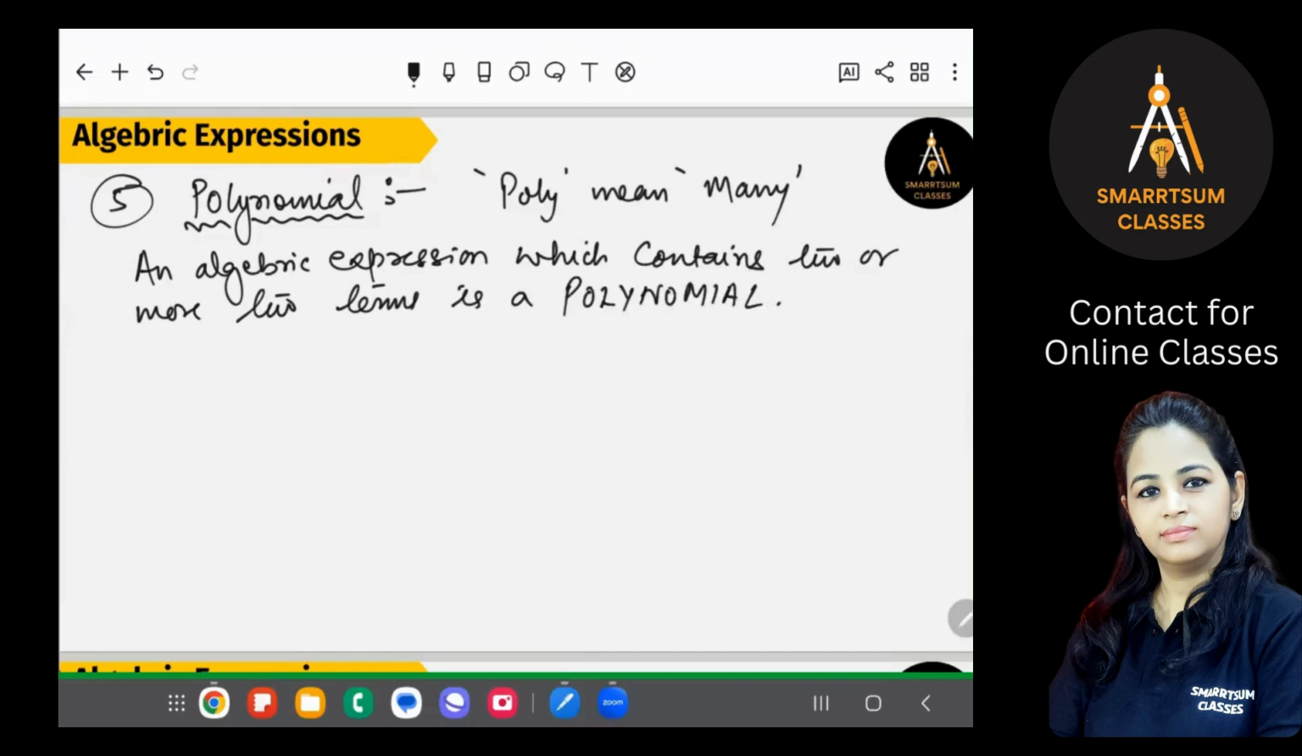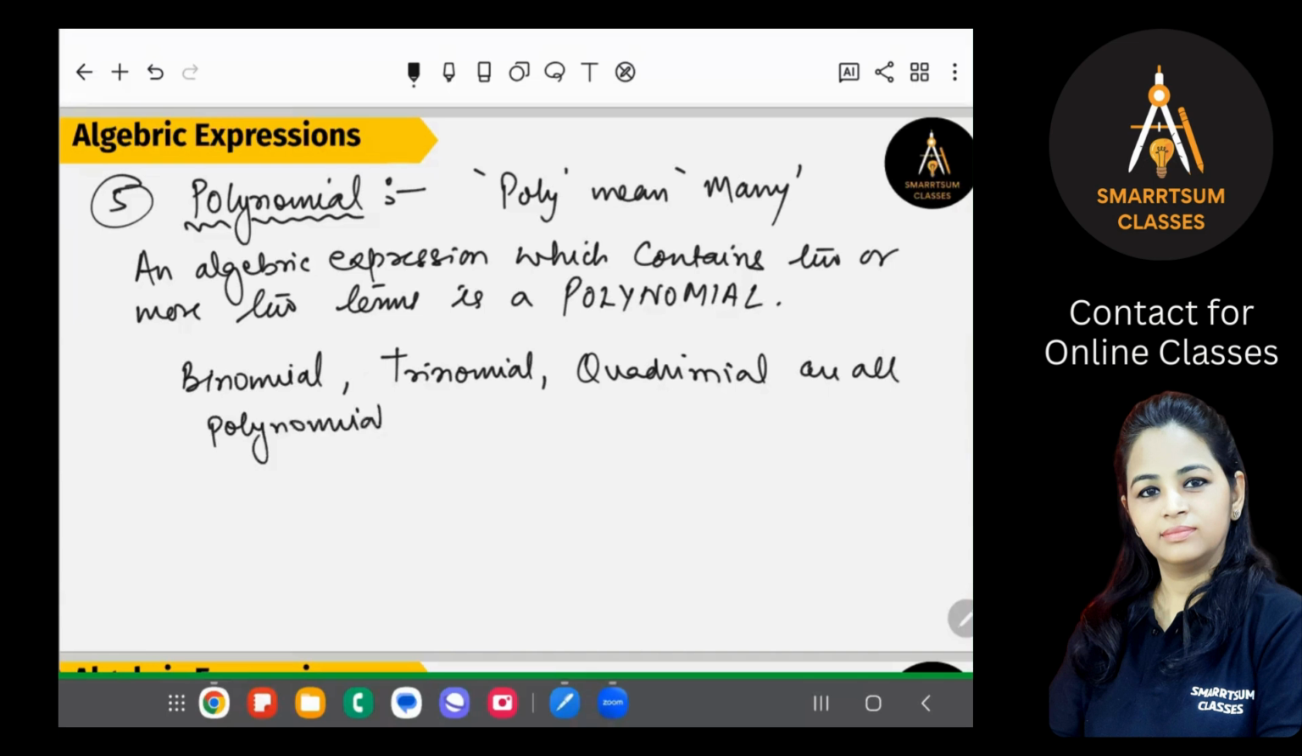Okay, so what is a polynomial? Polynomial is an algebraic expression which contains two or more than two terms, right? So what does it mean? It means that binomial, trinomial, quadrinomial are all polynomials. Is that clear? Okay, so there are basically two broader categories, right? Monomial and polynomial. Within the polynomial, we have binomial, trinomial, quadrinomial, right?